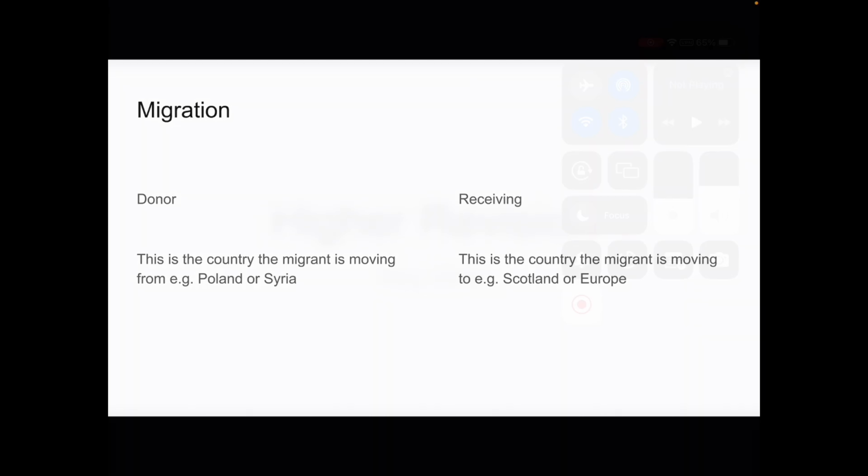Whereas the receiving is the country that the migrant is moving to, so is receiving that person, i.e. Scotland or Europe. So that would be either the benefits or the challenges that brings to the receiving country.